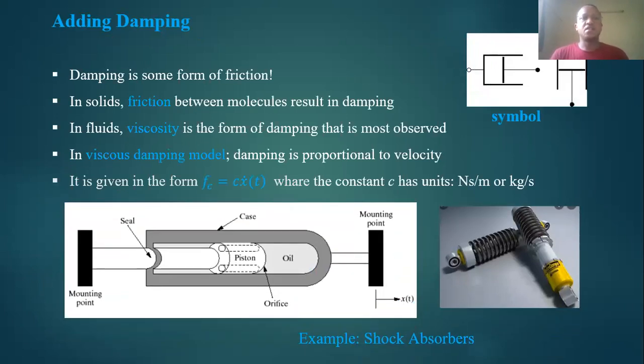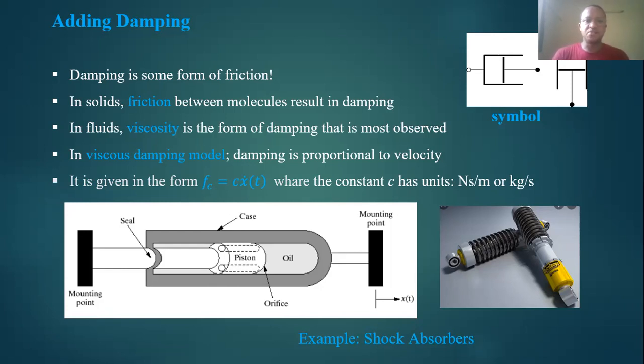Damping is some form of friction. In this case, when we consider damping here, it is some form of friction force. So in solids, friction between molecules results in damping. In fluids, viscosity is the form of damping that is most observed.